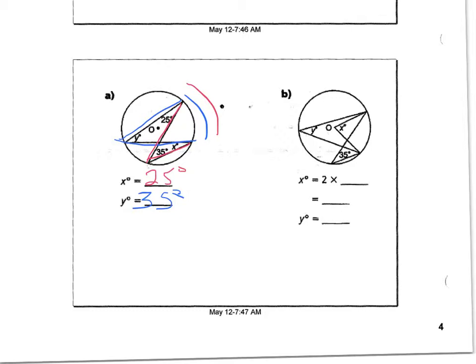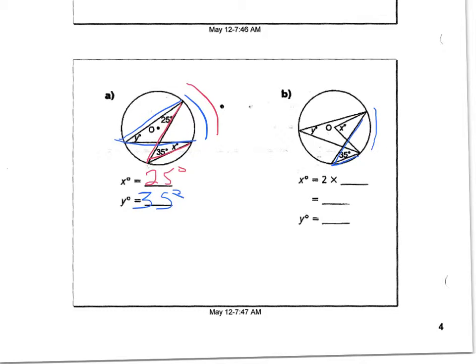Okay, B. Again, you're given an angle, so start there. So 35 degrees is right here along that arc. Let's clean that up a little bit. So along this arc right here will be 35. So you have two unknowns. Again, it doesn't matter where you start. 35 is an inscribed angle, y is an inscribed angle, and x will be a central angle.